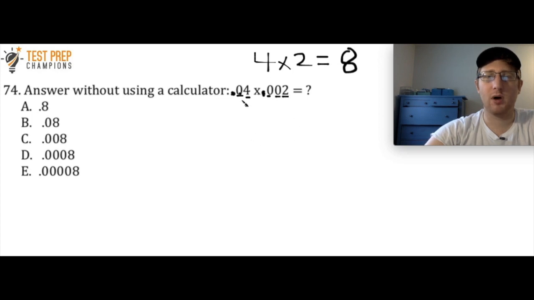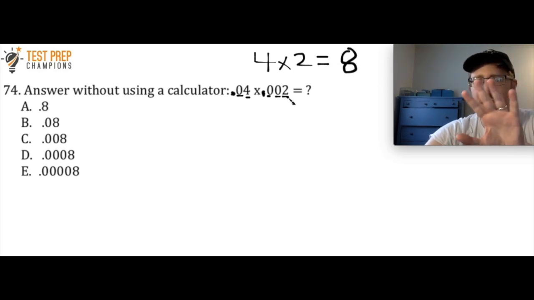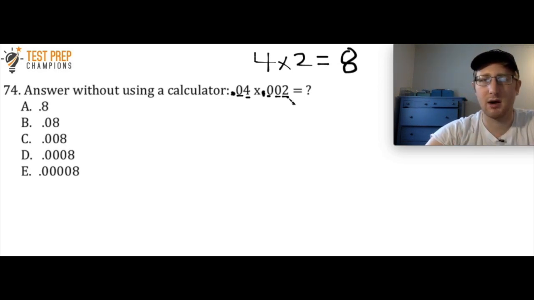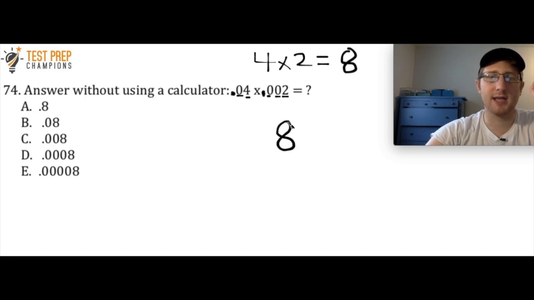All right, so I've got 1, 2, 3, 4, 5 total. I've got 5 digits to the right of my decimal points. So I know that my answer is going to have 5 digits in it. So I take my 8 here, and that's going to be 1 digit. Then I want to go 1, 2, 3, 4, and put my decimal point. All right, so the answer here is going to be E.